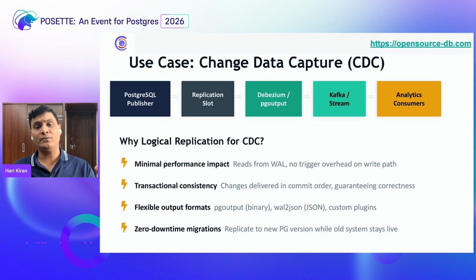And the last one, zero downtime migration. Set up logical replication to the new Postgres version, let it catch up, and the cutover lag is zero. Combine it with pg_createsubscriber, and the workflow is now remarkably streamlined.